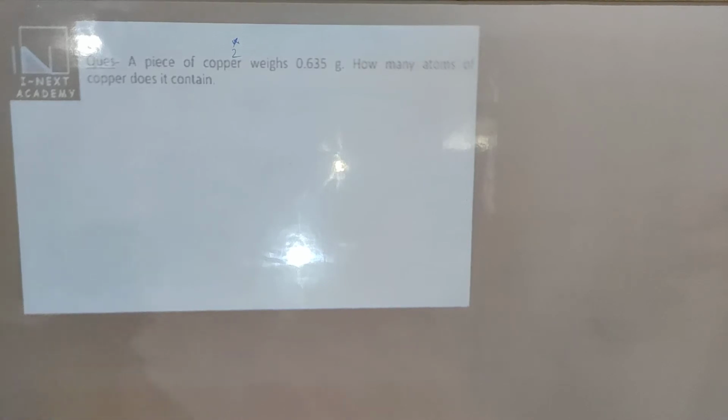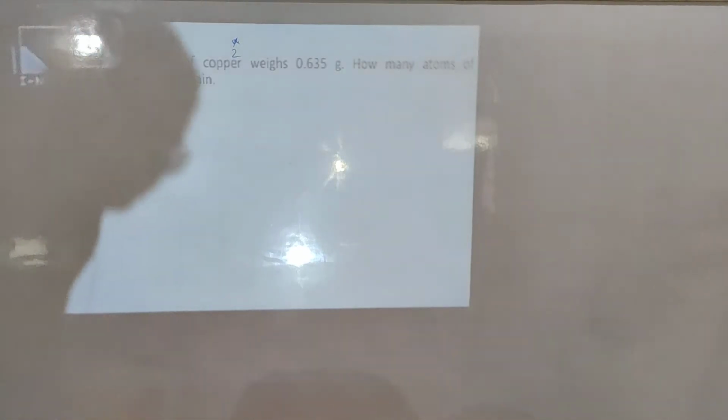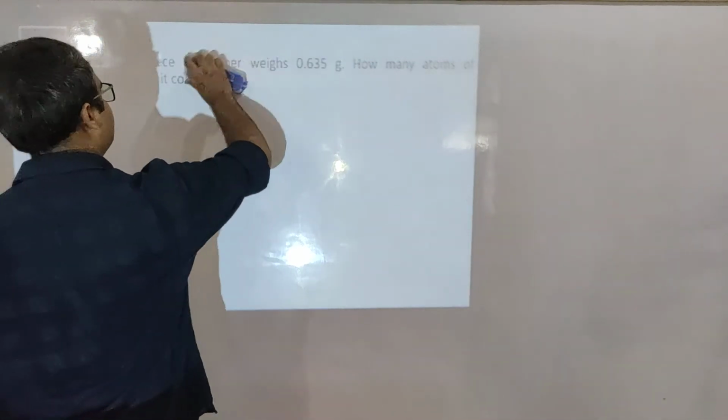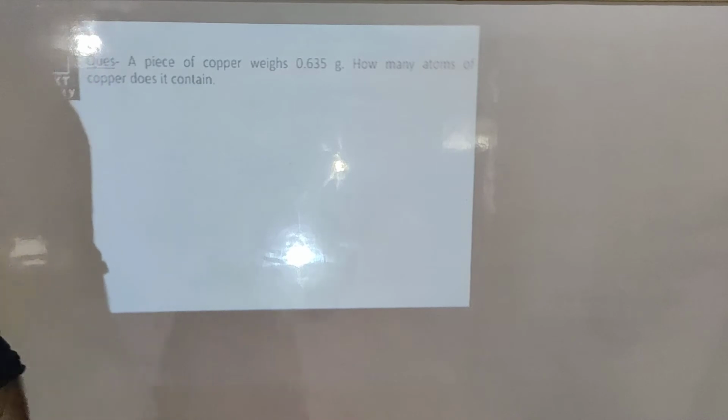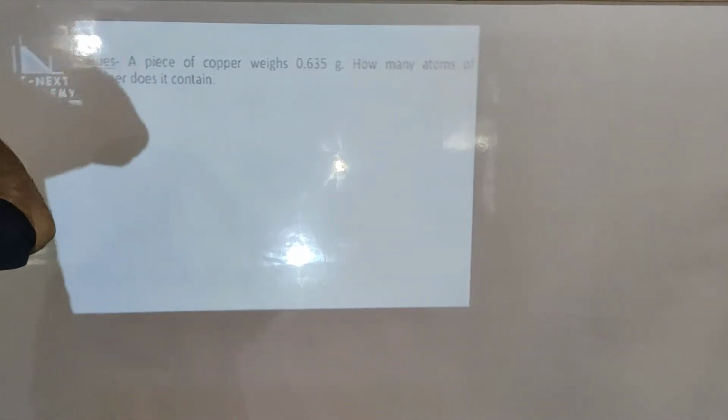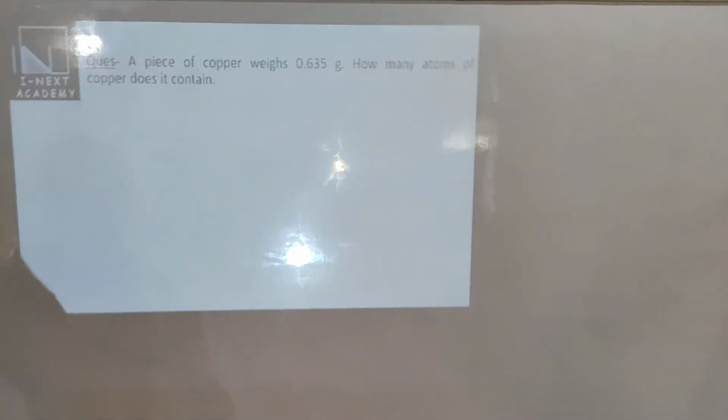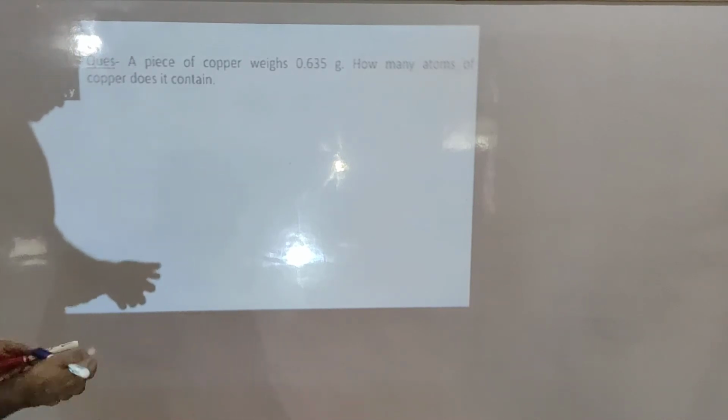Okay, we are going serial wise. We will discuss the fourth question in your assignment. We are following the serial of your assignment. So the fourth question is this: a piece of copper weighs 0.635 gram. How many atoms of copper does it contain?